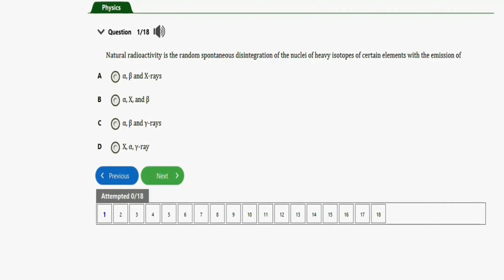In this video, we are going to learn how to solve these JAMB Physics exam repeated questions under the subtopic alpha, beta, and gamma rays in elementary modern physics. So we have 16 repeated questions to practice with in this video.